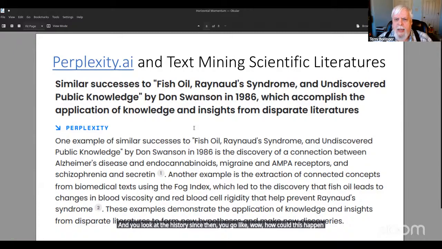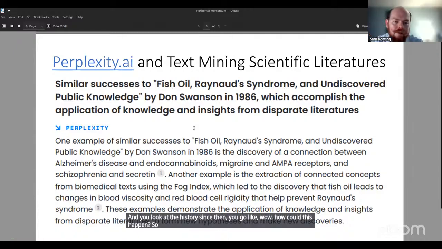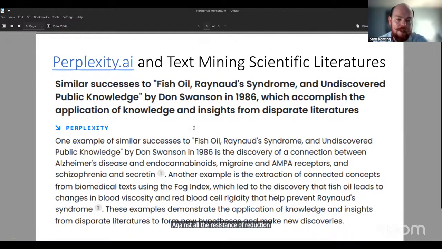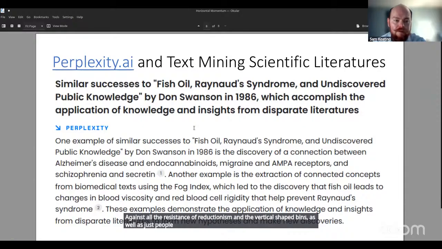So it's one of the common, powerful incentives of all the momentum I'm trying to allude to. The vertical momentum problem space, and how much it feels like you have to pioneer the space to build up momentum moving horizontally against all the resistance of reductionism in the vertical shaped bins, as well as just people that give resistance of, what do you mean? Why do we have to change our minds? Why do we have to be open to that new knowledge?